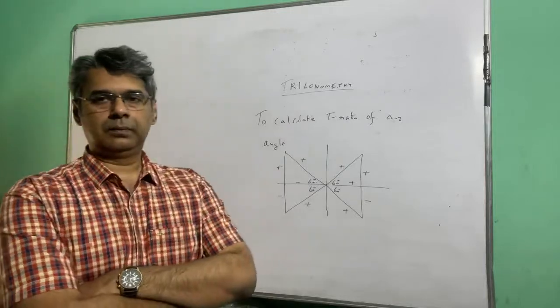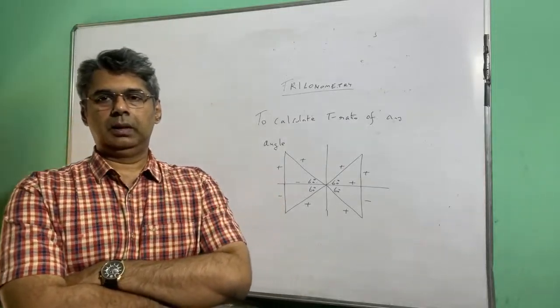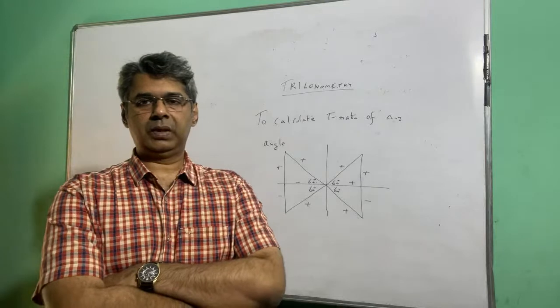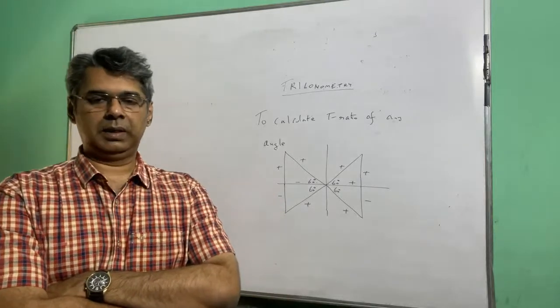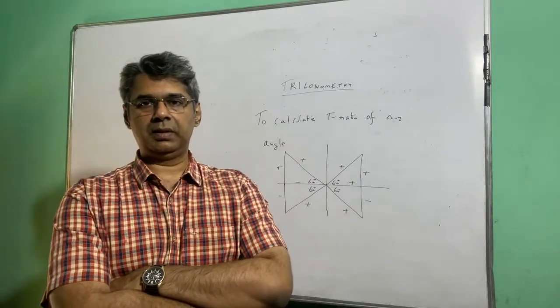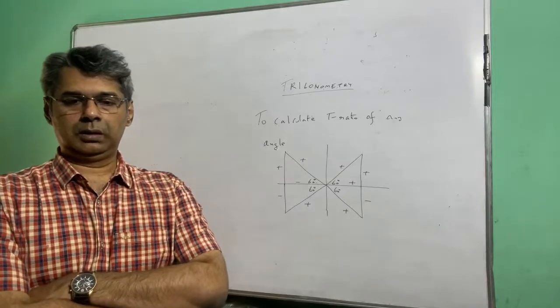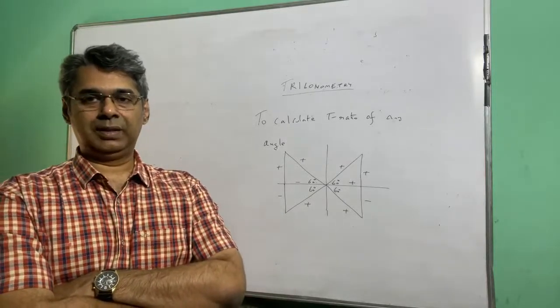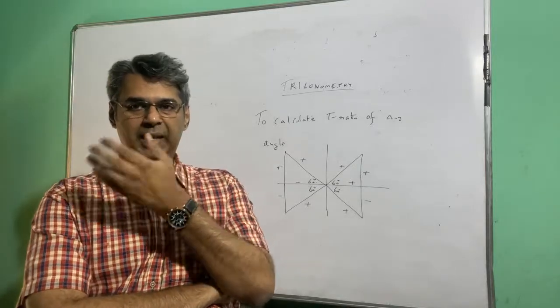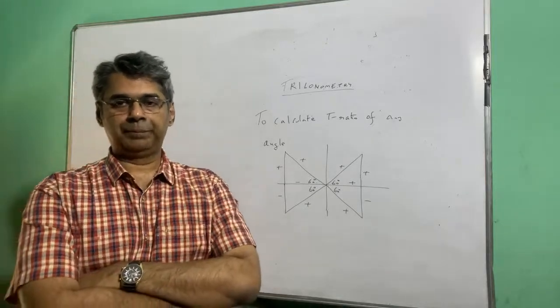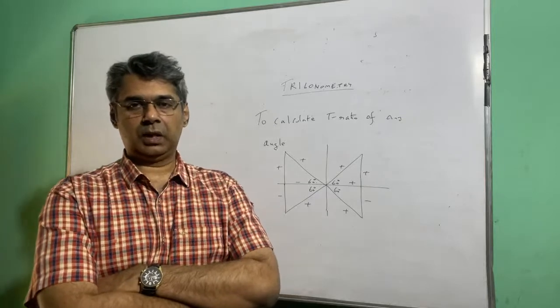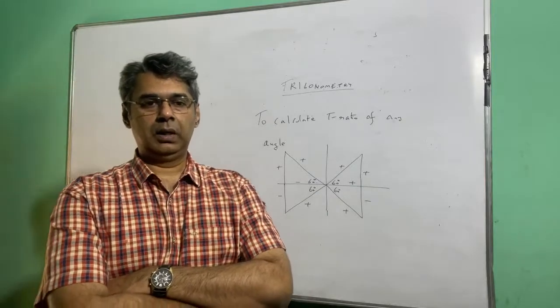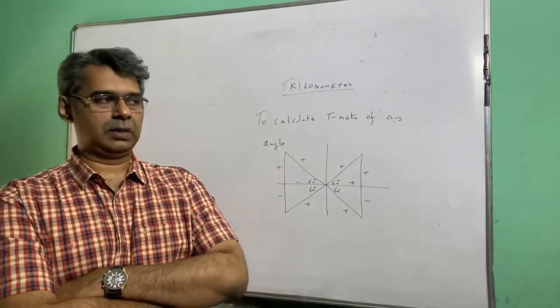Okay, good afternoon everybody. In today's meeting, we are going to do one very basic concept of class 11 trigonometry. The concept is how to find the trigonometric ratio of any angle of any size. Okay, any angle of any size, how to find the trigonometric ratio. So that will be the topic in today's class.